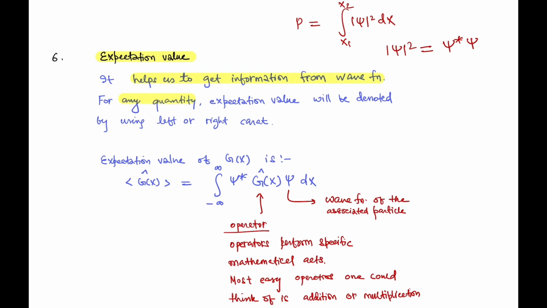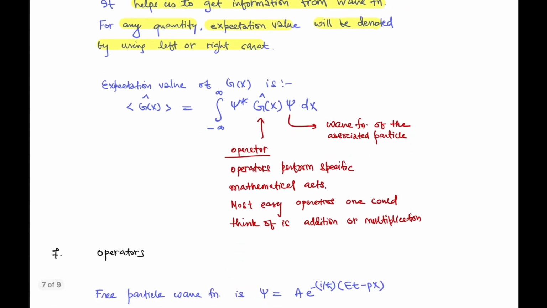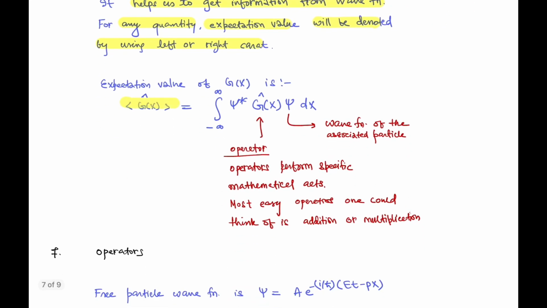For any quantity, expectation value will be denoted by using left and right caret, like this. So the expectation value of, suppose there is an operator g(x), or quantity g(x), which you need to find the expectation value of. It would be found like this. We will understand this when we solve the questions.